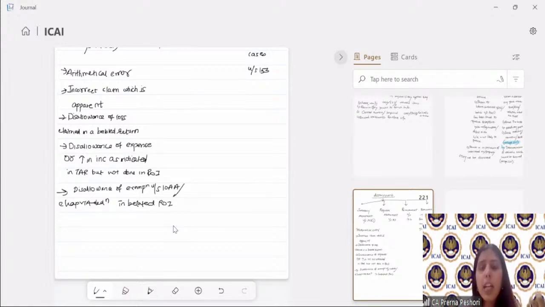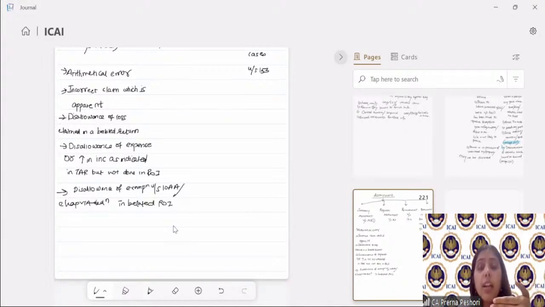What is an incorrect claim? An incorrect claim means any item which is inconsistent with another entry in the return. So say, for example, if you have shown the sales in the P&L as rupees 10 lakh, but in other information you have shown it as only rupees 5 lakhs, that is inconsistent. Or if you have shown profits in the P&L of say rupees 5 lakh, but in the computation you have shown business profit of only 1 lakh, which is inconsistent, right?